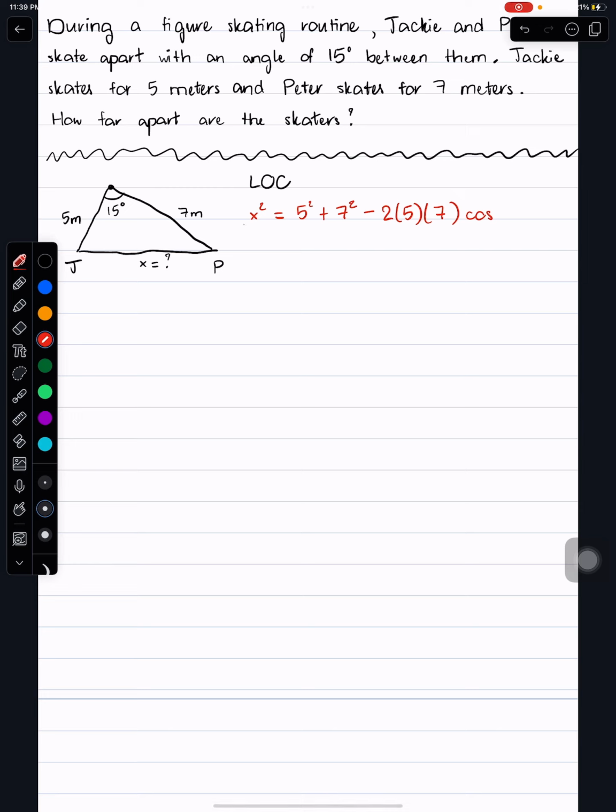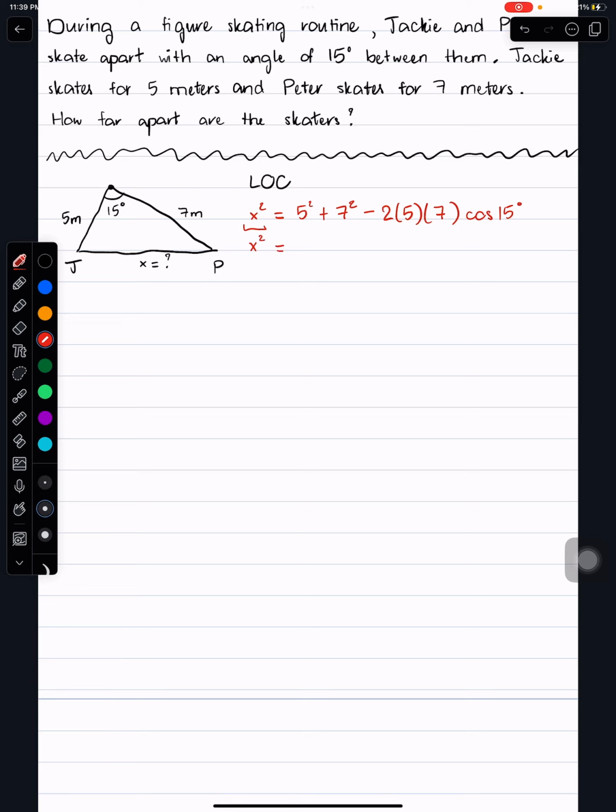And notice that we start with x. So for the cosine here, we have to look for the angle that is opposite to the side that we have on the left-hand side of the equation. The angle that is opposite to x in here is 15. So we're going to put 15 over here, okay? Moving on, I'm going to have x squared drop down in here.